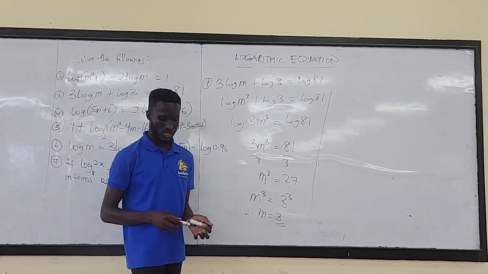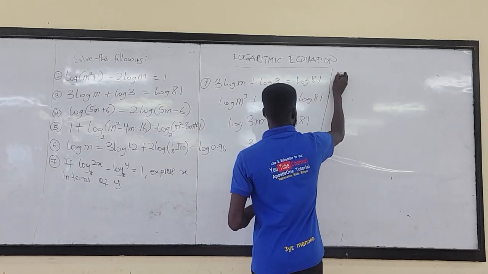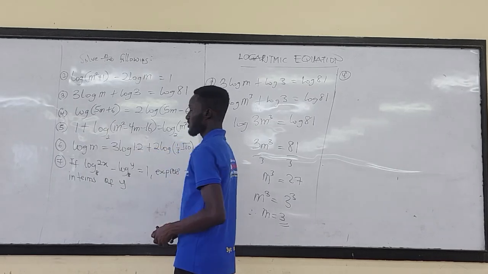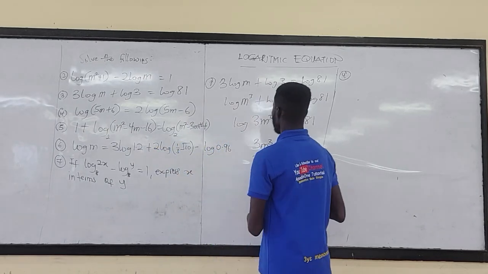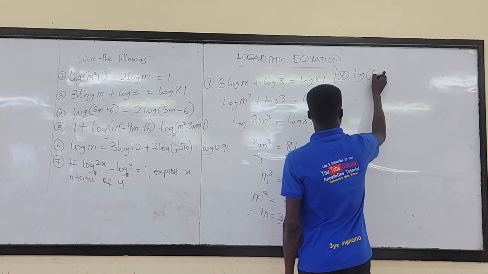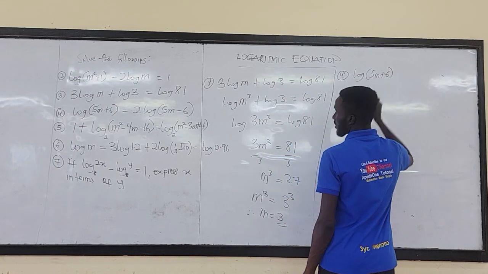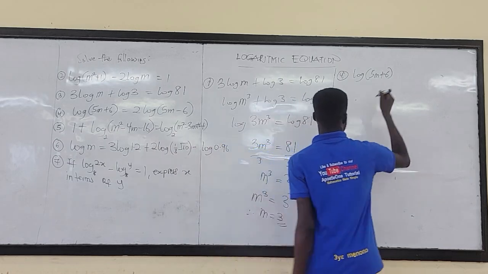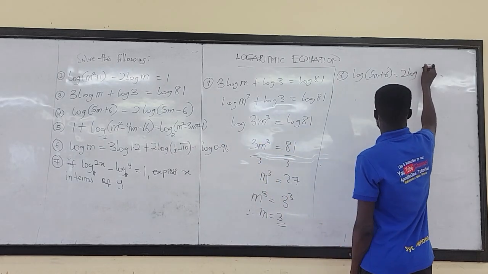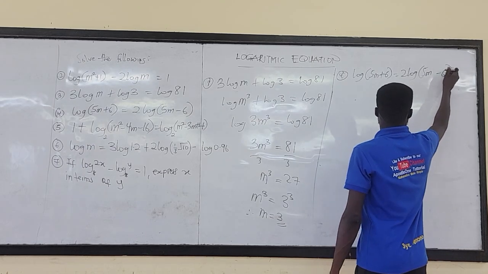Now let's move on to question 4. Question number 4, we have this. Follow me closely. Now we have log (5m plus 6) equal to 2 log (5m minus 6).